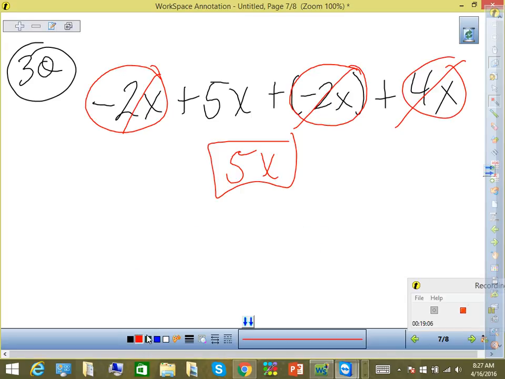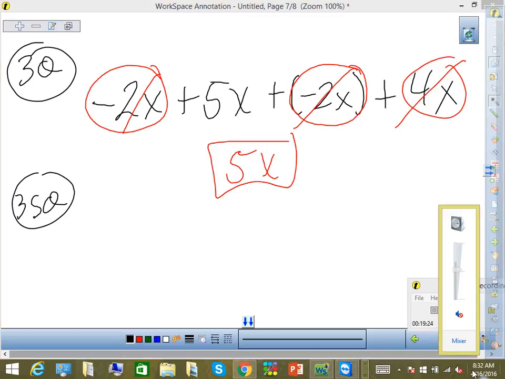Do another one. Example 3, super Q. Should be able to do this one by yourself. Yes, Yvette. I can't hear. Go. Guys, keep it down.